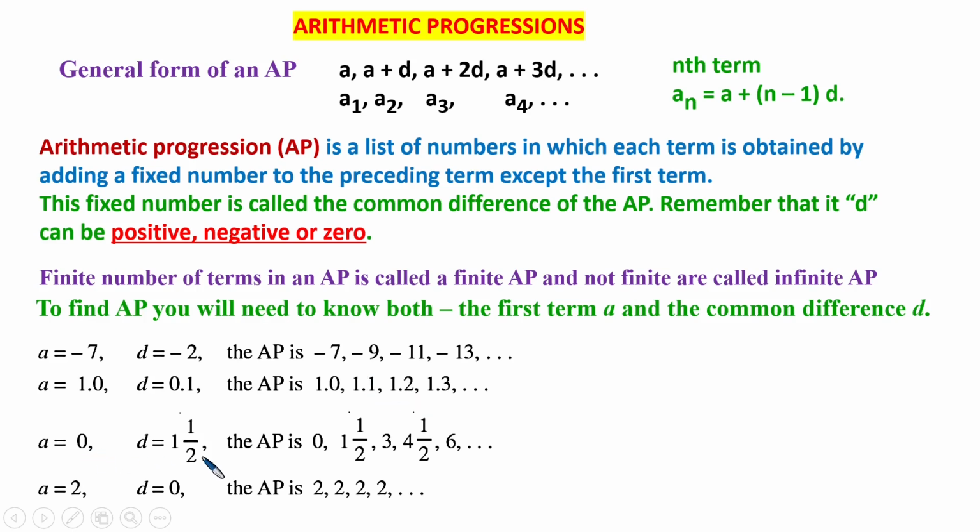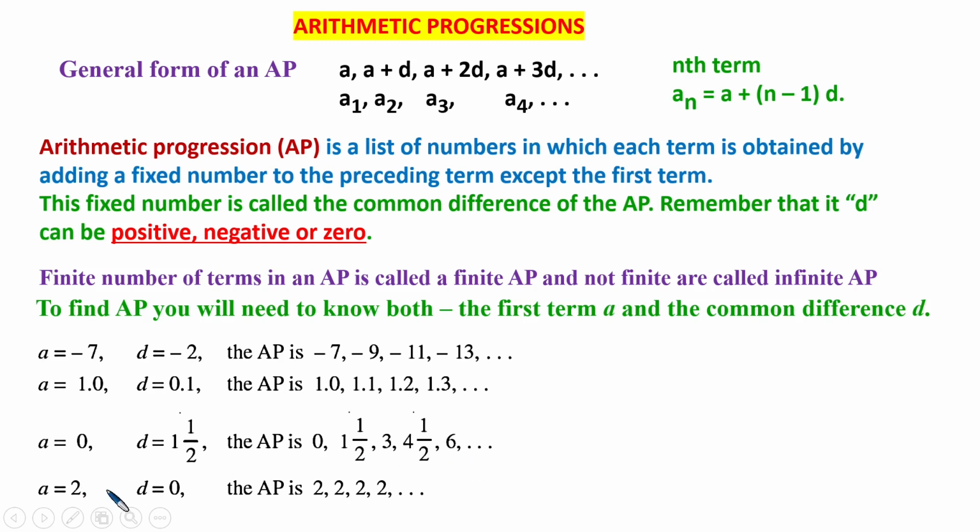So now for a equal to 0 and difference is 1.5, the AP will be 0, comma 1.5 because difference is 1.5. So a is 0 plus 1.5. Then again you add 1.5 to this one, you get 3. 3 plus again 1.5, you get 4.5. And 4.5 plus again 1.5 is 6, and so on. So this is again arithmetic progression.